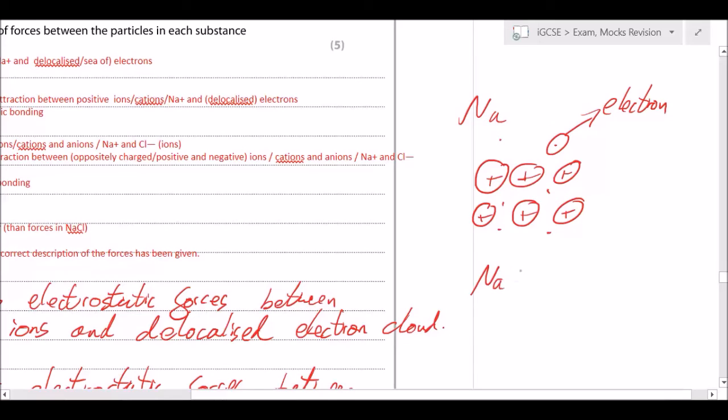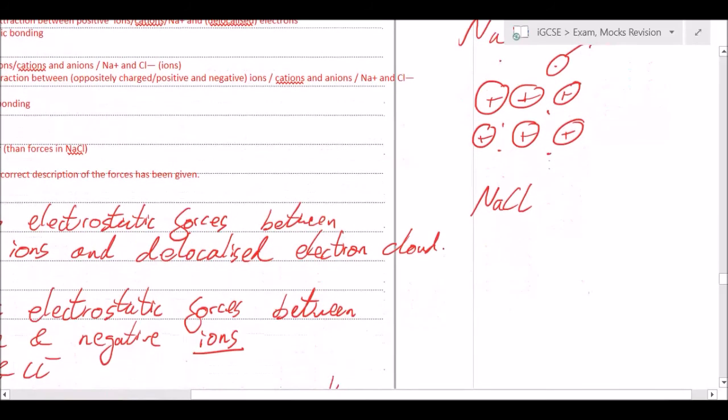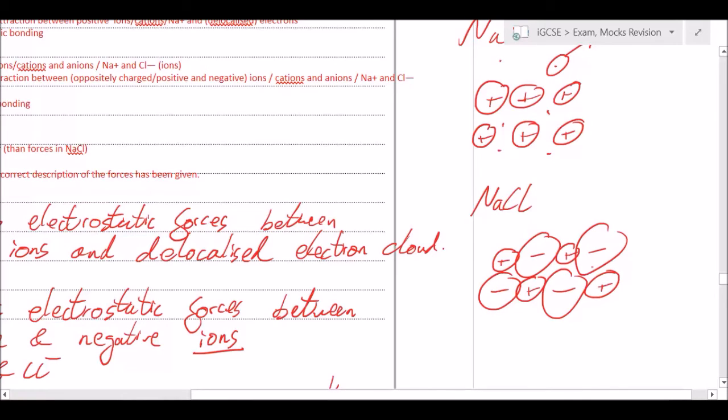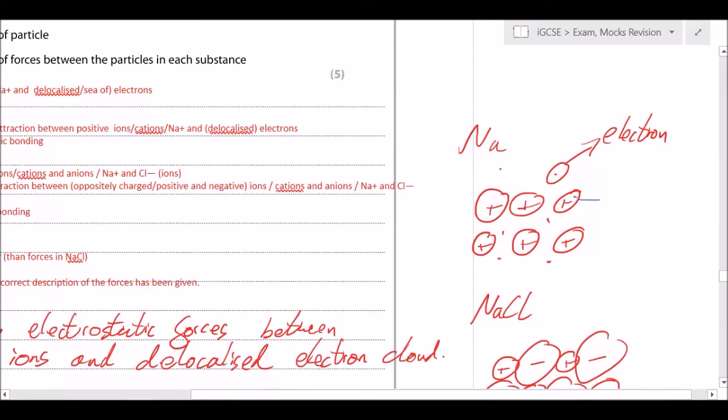Okay, whereas NaCl has a positive ion, negative ion, positive ion, negative ion. Okay. And so the attractions between the two different ions from sodium, and so this one's sodium and this one's chlorine. Okay, whereas that's just an Na ion, and obviously that's its electron.